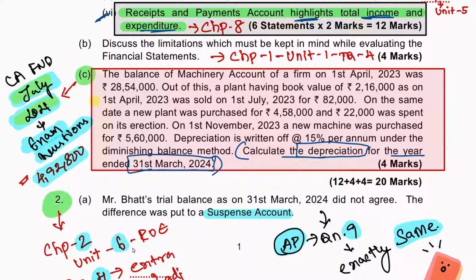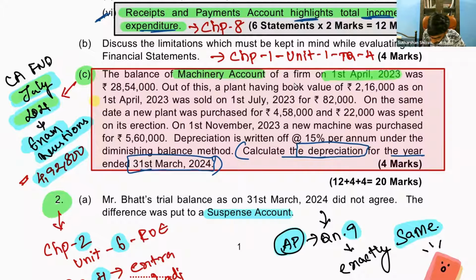The balance of machinery account of the firm on 1st April 23 was 28,54,000. Opening balance I have is 28,54,000, out of which a plant having a book value of 2,16,000 on 1st April 23 was sold on 1st July 23 for 82,000. From 28,54,000, remove 2,16,000, so that you get one part of the machinery, except the sold value, the continuity of the machinery. And put 2,16,000 as another part of the machinery.